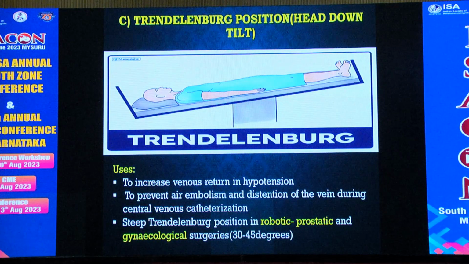And coming to the most common position, that is Trendelenburg or head down position, where we give head down of 15 to 20 degrees. So what are the uses? In order to increase the venous return in hypotension, in order to prevent air embolism, and in order to increase the distension of the vein during central venous catheterization. And nowadays, in robotic, prostatic and gynecological surgeries, we use 30 to 45 degrees of Trendelenburg position.